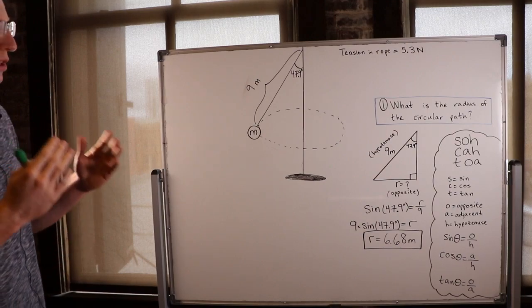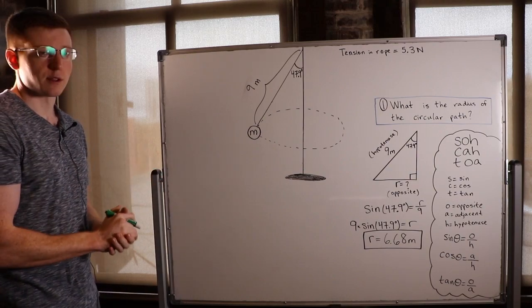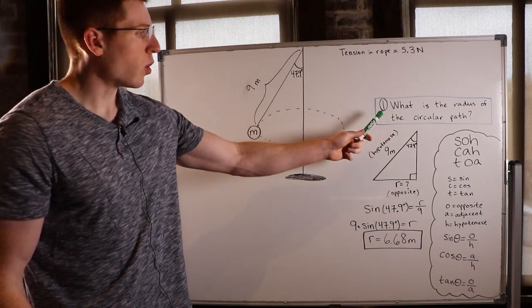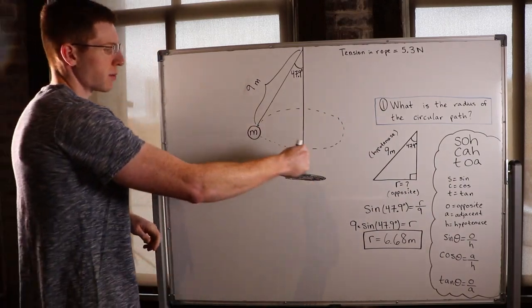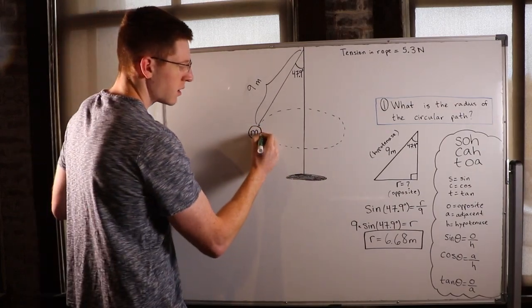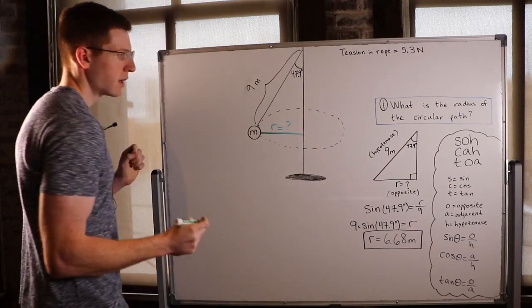So I'm gonna ask you a series of questions about this situation, and hopefully it's gonna allow you to completely understand the physics behind a situation like this. So the first question I wanna ask is, what is the radius of this circular path? You can see here the path is circular, so its radius is gonna look like this, right? I wanna know, what is that radius?